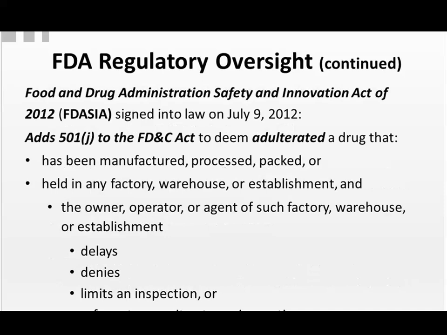The FDA Safety and Innovation Act of 2012, FDASIA, was signed into law July 9, 2012. It adds a component to the FD&C Act to deem adulterated a drug that's been manufactured, processed, packed, or held in a factory, a warehouse, or any establishment, and the owner, operator, or agent of that location delays entry, denies entry, limits an inspection by FDA, or simply refuses to permit entry or inspection. So this is another component that was added in 2012.